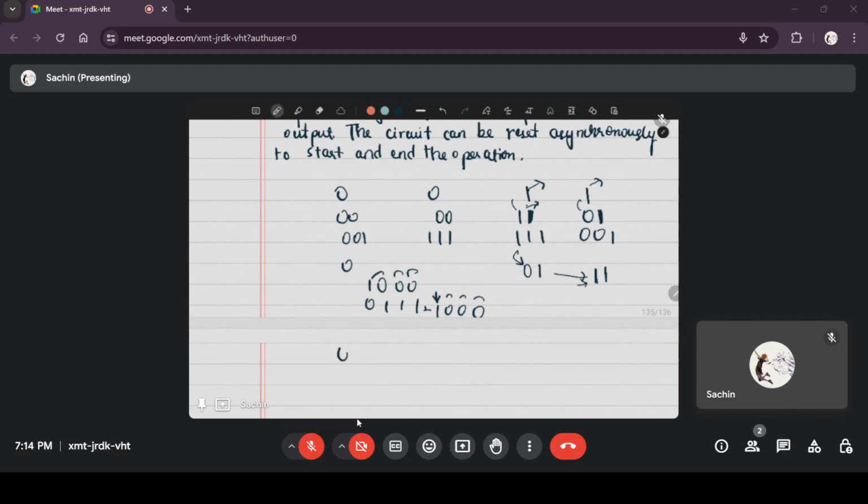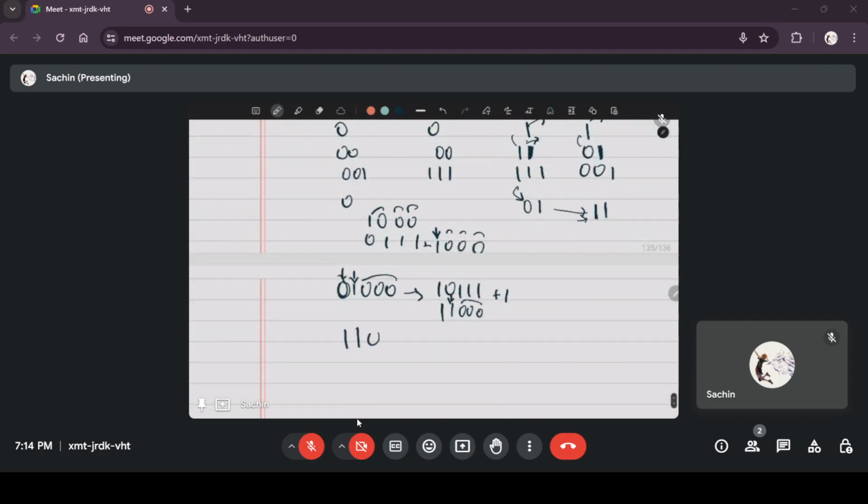Suppose next you get 0 1 0 0 0. The complement of that is 1 0 1 1 1 plus 1, which is 1 1 0 0 0. So up to here there is no 1, so they're all zeros. And the first 1 occurs, you get a 1. After that everything should be complemented, so this 0 is complemented and you get a 1.